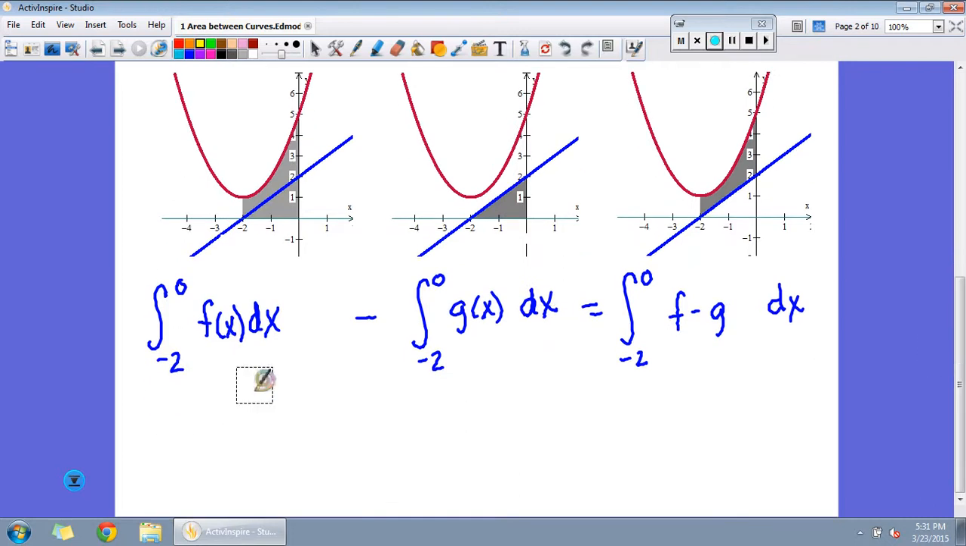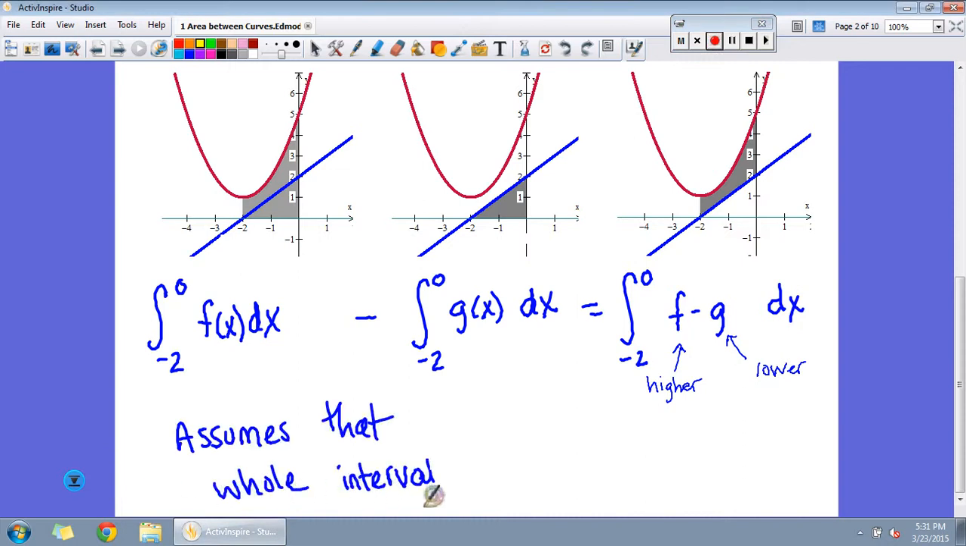When you do something like this, where you have one function, f of x minus g of x, you need to assume that this is your higher function, and g of x is going to be your lower function. So you're going to have the upper function first, and you're just going to subtract the lower function. These formulas assume that f of x is greater than g of x over the whole interval.